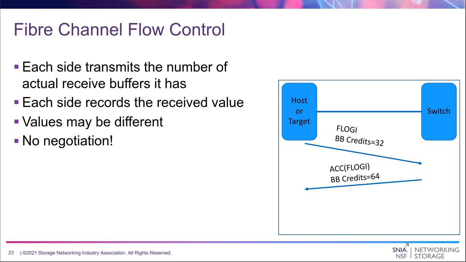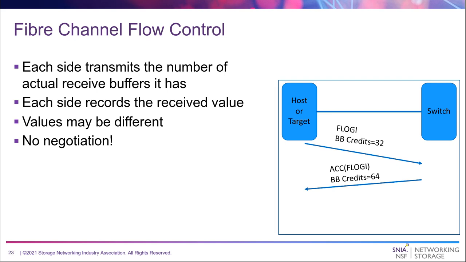Now, something you might occasionally hear is about how the buffer-to-buffer credits have been negotiated. Let me just say that there's really no negotiation here. The host or target transmits how many it has, and the switch transmits how many it has, and they don't have to match. If there's some problem with that number, which would be a really rare case, then the link would just fail. But there is no coming back to say, hey, I need more, or I need less. So this is the basis of it.